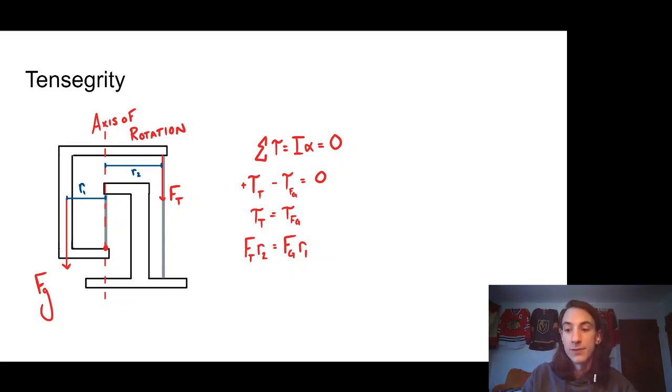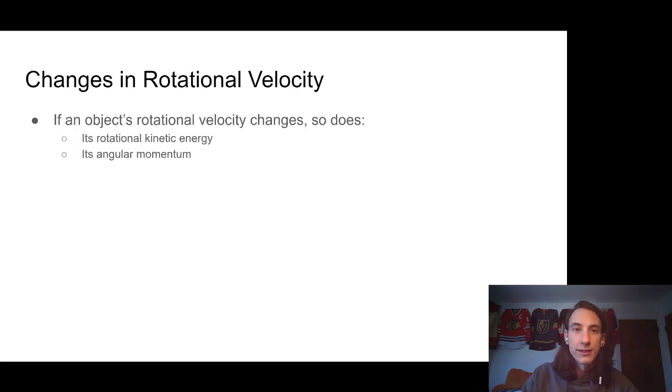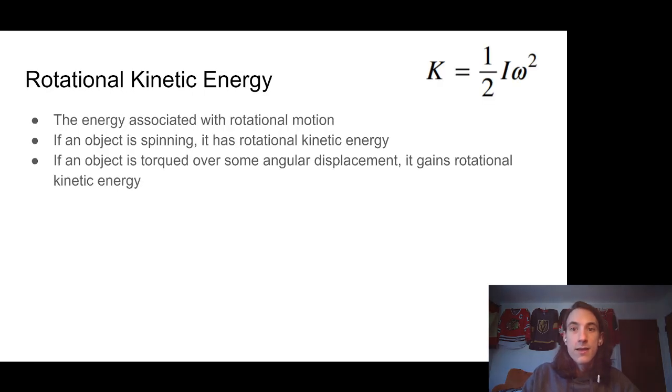All right, and then some final things, some consequences of torquing an object. If we torque an object, we know that it's going to angularly accelerate. If we have a net torque, we're going to have an angular acceleration. And if we have an angular acceleration, it means that the angular velocity is going to change. Changing the angular velocity is important. There are a couple of things that change if we change the angular velocity. We have two quantities: the rotational kinetic energy, and angular momentum, that are both based on the rotational velocity of an object. First we'll talk about rotational kinetic energy, and this is nice.